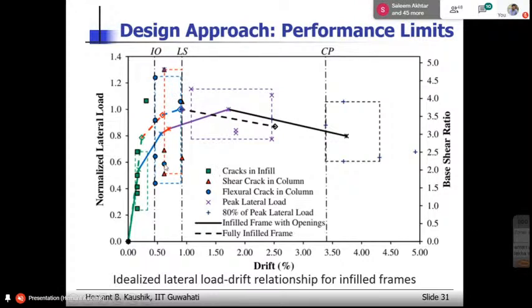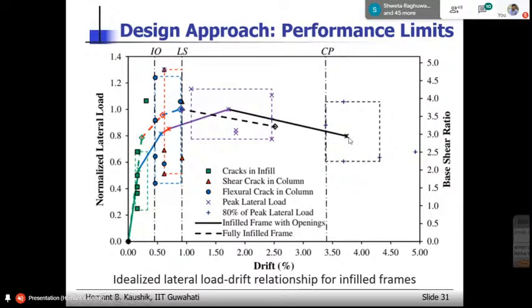So these are the drift levels corresponding to different damage states in the infill frame, right? The first damage state is cracks in the infill, which happens up to about this green box. The second damage state is the shear crack in the column, defined by this red box here. The third damage state is flexural crack in the column, defined by this blue box here and the blue points, of course. Fourth is the peak strength value, and the fifth is the reduction in the strength.